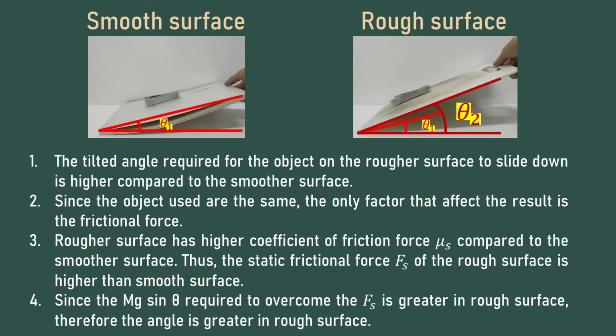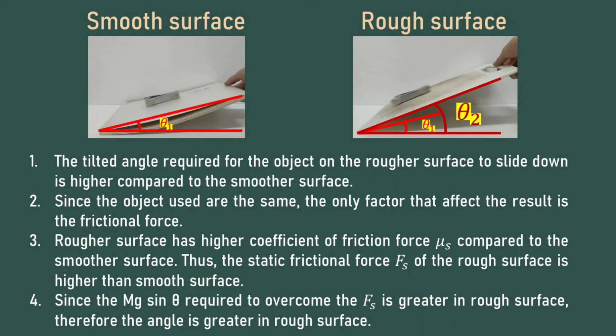Based on the experiment, we found that the tilted angle required for the object on the rougher surface to slide down is higher compared to the smoother surface. Since the objects used are the same, the only factor that affects the result is the frictional force. Rougher surface has a higher coefficient of frictional force compared to the smoother surface. Thus, the static frictional force of the rough surface is higher than the smooth surface.